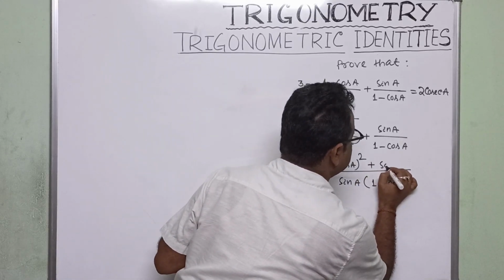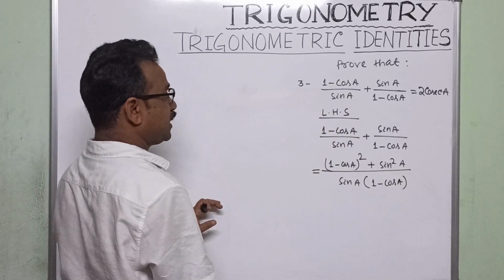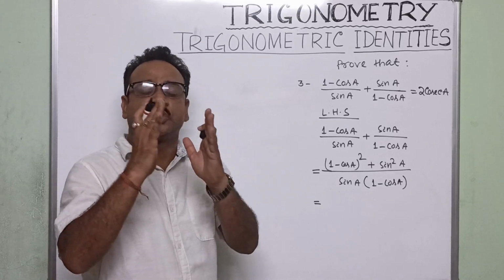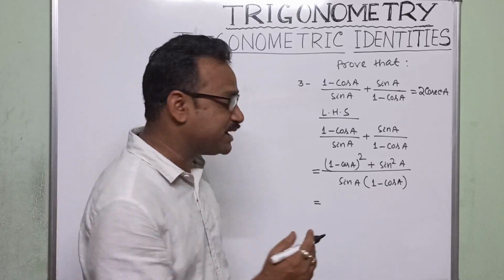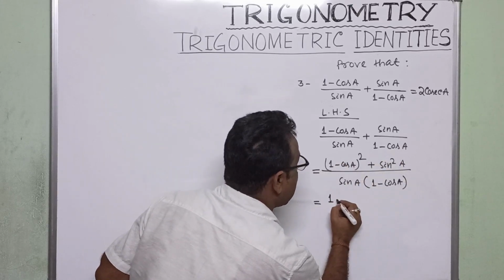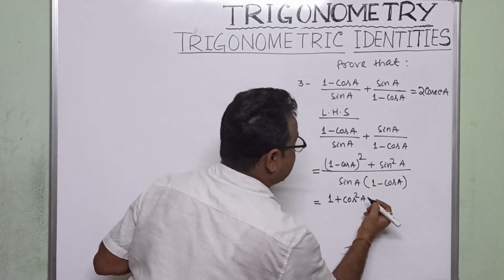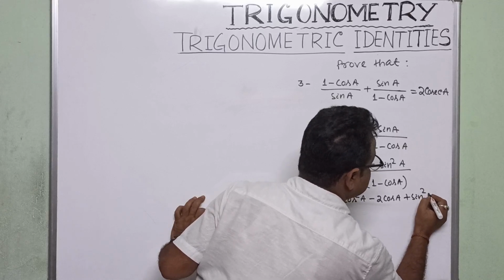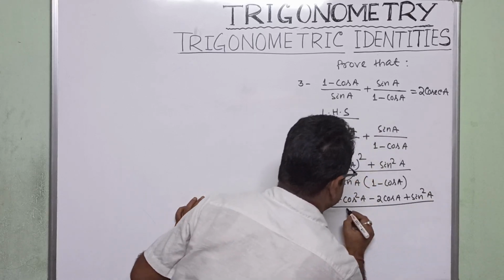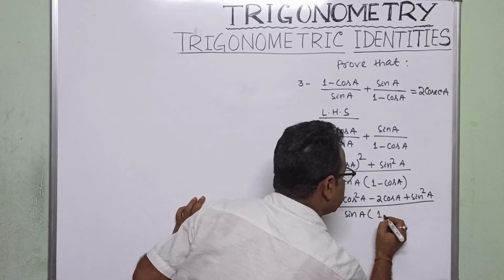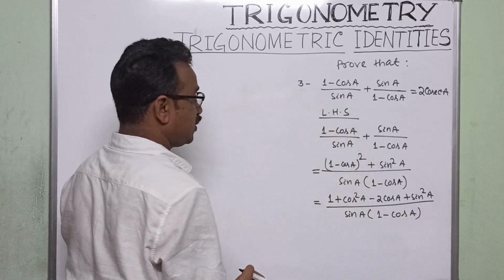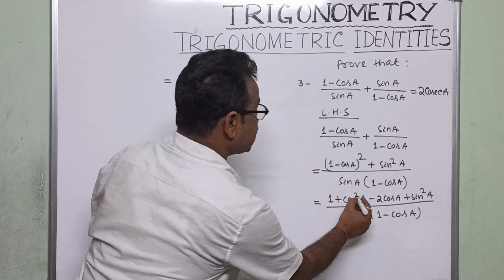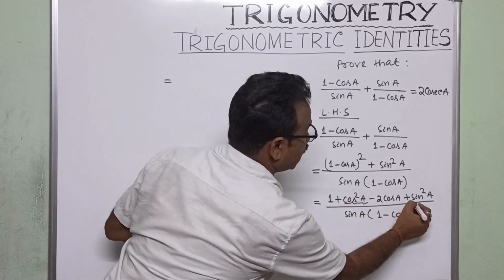Plus sin A into sin A, sin square A. So that is equal to, a minus b whole square is a square plus b square minus 2ab. So 1 plus cos square A minus 2 cos A plus sin square A, whole divided by sin A into 1 minus cos A. Now that is equal to, what is given? 1 plus cos square A plus sin square A. See, cos square A here, sin square A.